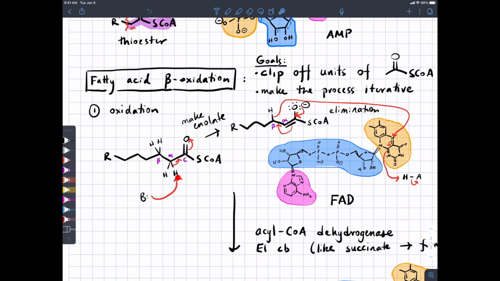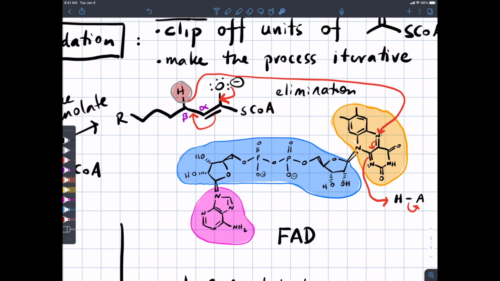We first remove a proton from the alpha carbon to make an enolate. And remember, we said that because thioesters are more reactive than esters, it's easier to make an enolate from a thioester than it is from a regular ester. Once you've made this enolate, we do an elimination reaction using hydride as a leaving group, and we hate hydride as a leaving group except when we have an oxidizing agent nearby. And so this hydride is handed off directly to the electrophilic portion of FAD.